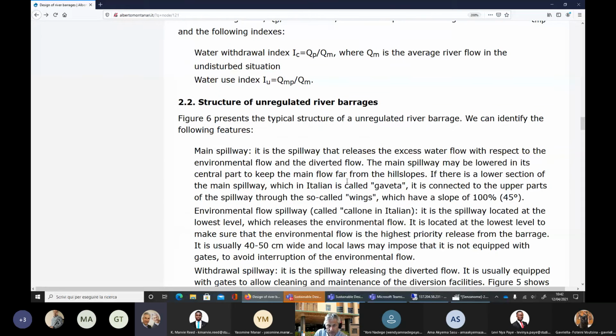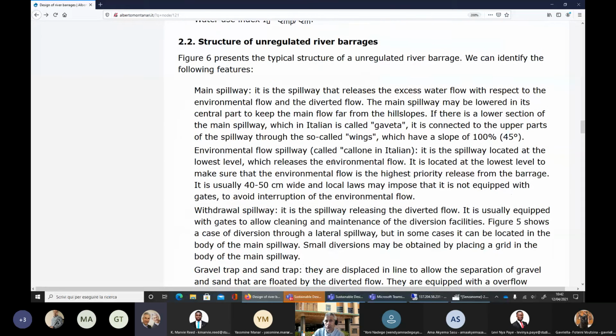Now, let's discuss the structure of unregulated river barrages. Let me first give you an overview of the overall structure, and then we will discuss in detail the design of single parts of it.